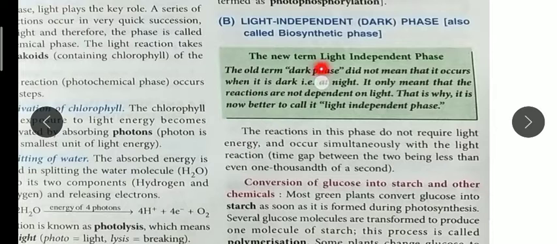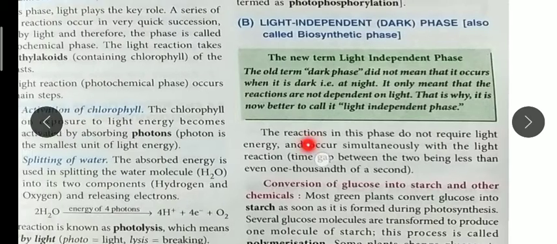The term light independent phase is added because people get confused about what the dark phase is. They understood that this phase occurs at night, in the dark. But that is not true, because this phase is light independent. That's why we write it as dark. Remember this, as it can come in give-reasons questions.